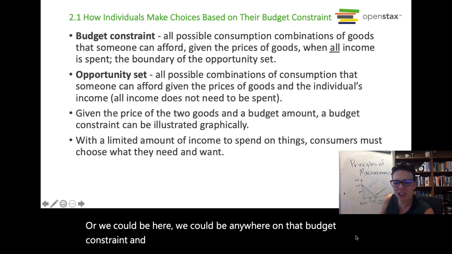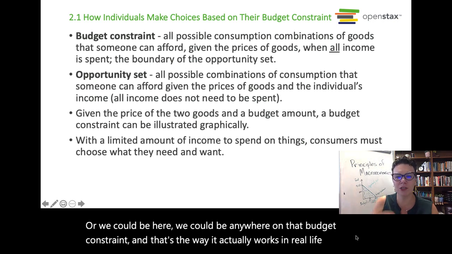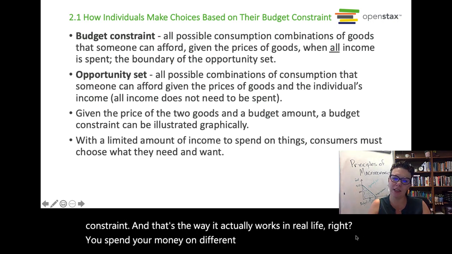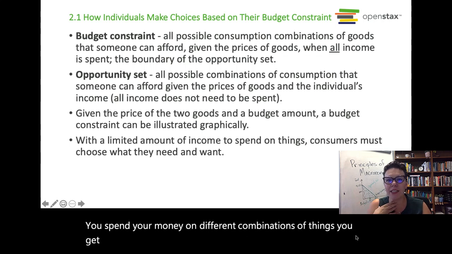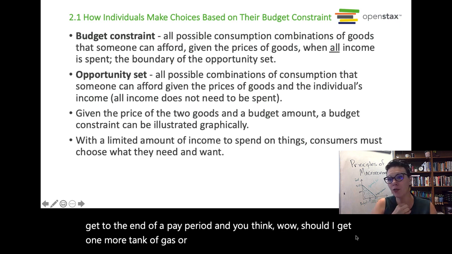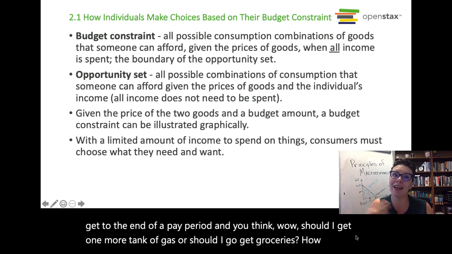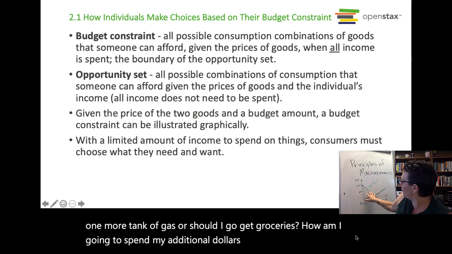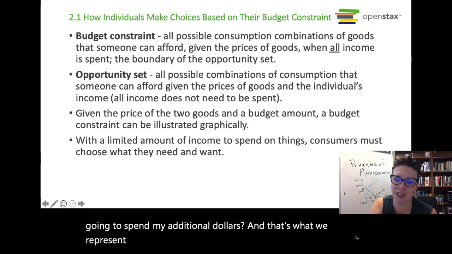And that's the way it actually works in real life, right? You spend your money on different combinations of things. You get to the end of a pay period and you think, wow, should I get one more tank of gas? Or should I go get groceries? How am I going to spend my additional dollars? And that's what we represent with this budget constraint.